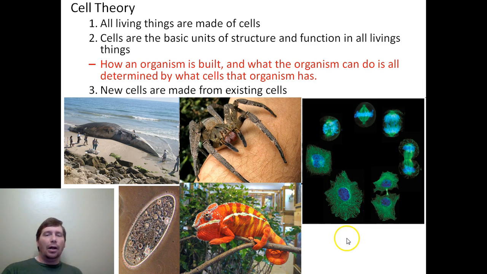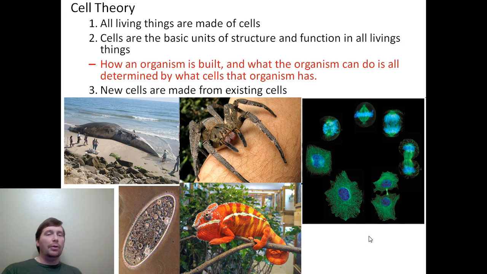Finally, last thing to talk about, new cells are made from existing cells. This is the final point of cell theory, that every cell that is on the planet was made by another cell. This picture here is showing the process of mitosis, where we start out with one cell, it goes through the process of mitosis, and we end up with two cells. And so that's the third and final point of cell theory.